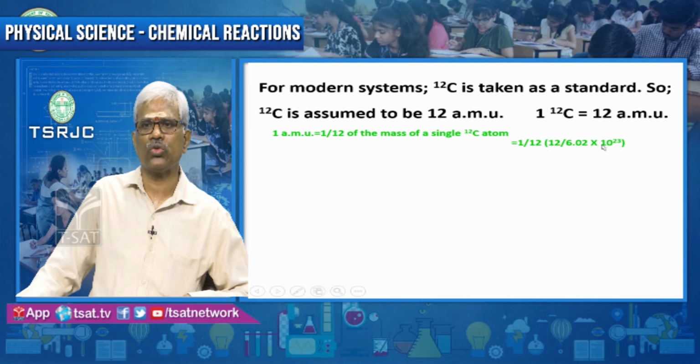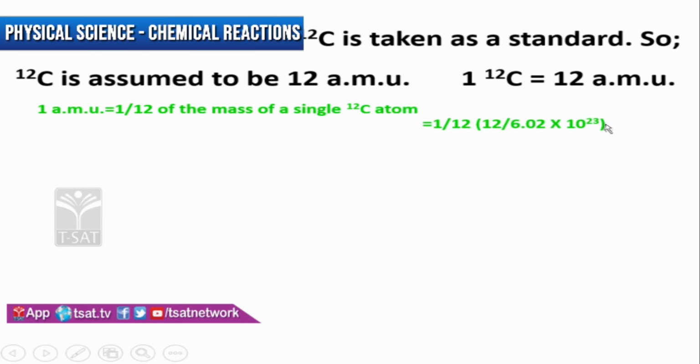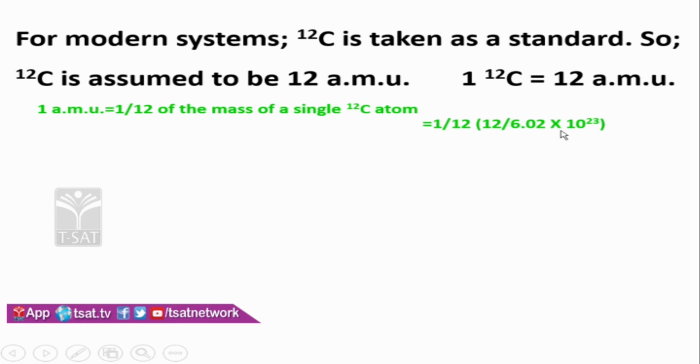6.02 into 10 to the power of 23. This term, how big is it? If you pile up a mole number of 1 rupee coins on the earth, the piled up coins will touch the moon. A tremendous, huge number, 6.02 into 10 to the power of 23. That means if you put 23 zeros after this 6, you will get a big number.